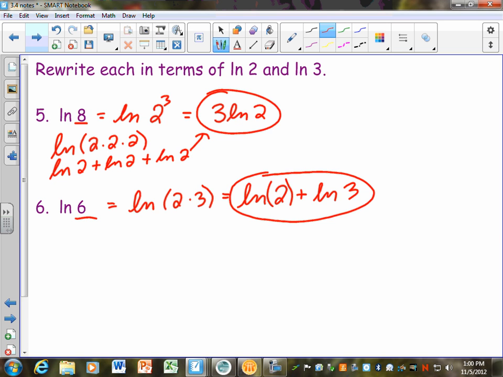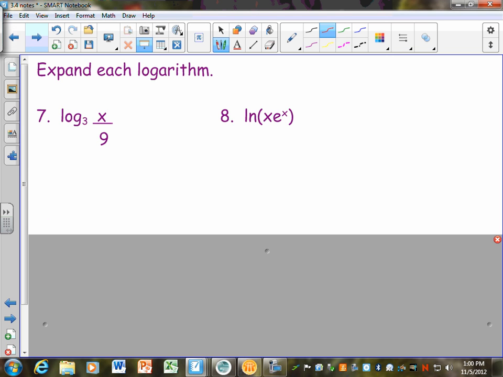Okay, here's the real focus. Most of your homework is going to be focused on stuff with variables, and when it says expand each logarithm, that means break it up using those properties. If you see multiplication, break it up to addition. If you see division, break it up to subtraction. If you see exponents, bring them out front. Everything that you can break apart, we want to break apart.